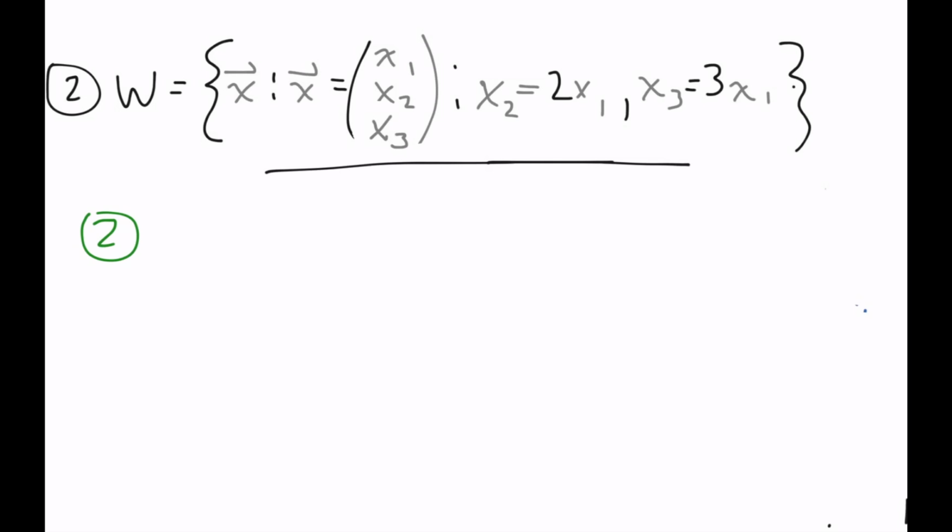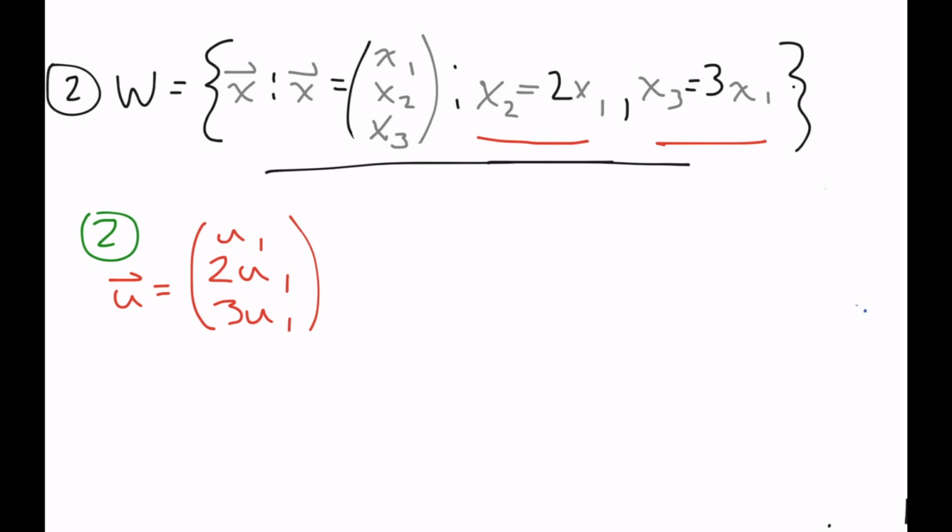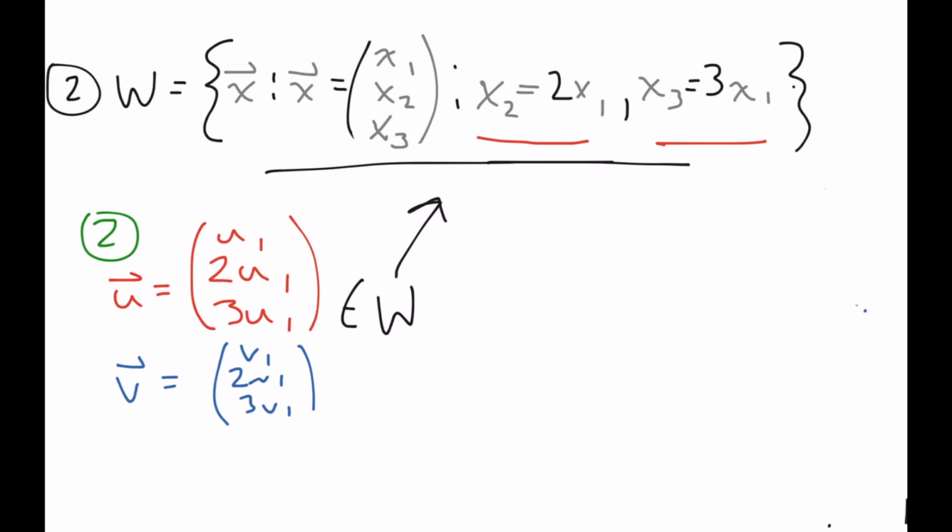For the second condition, we let there be two vectors which will be in W. So let's make one of these U. And what we know is, x2 equals 2x1 and x3 equals 3x1. So let's let there be a u1. And then we know that the second term in this will be 2u1, and the third will be 3u1. Also, there will be V. V will be equal to v1, 2v1, and 3v1. And we know that both of these are in W since they meet the specification.